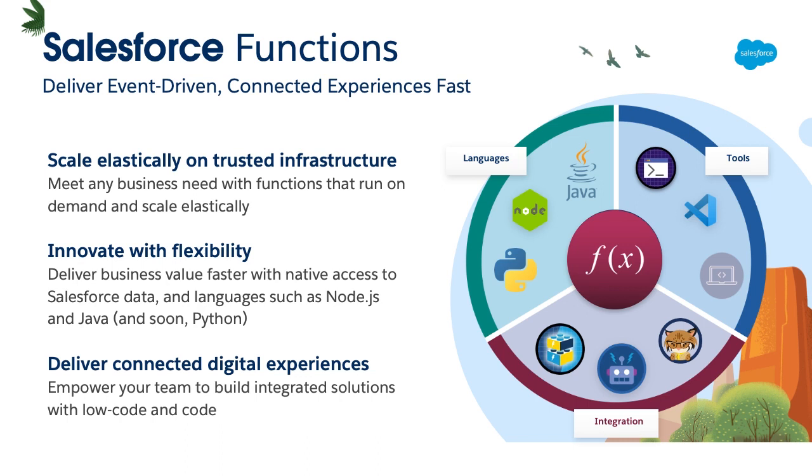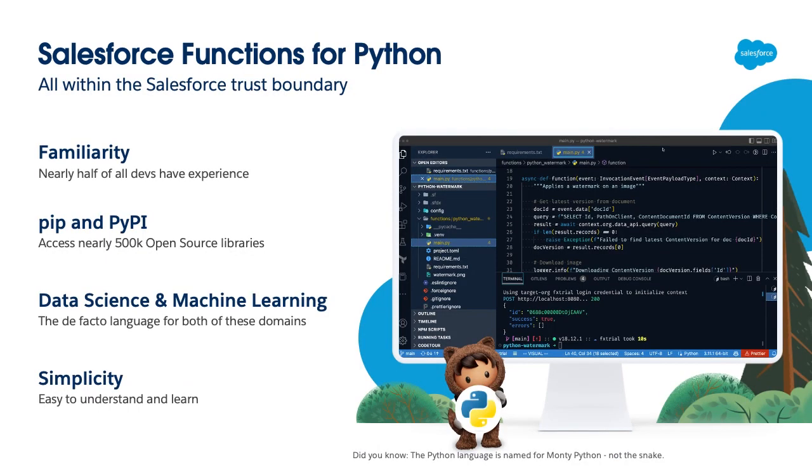With the power of elastic compute and open language flexibility, Functions makes it easy for you to use the languages, open source libraries, and tools of your choice. And just like all Salesforce solutions, you don't have to manage any of the underlying infrastructure or technologies yourself. So what's new for Spring 23?